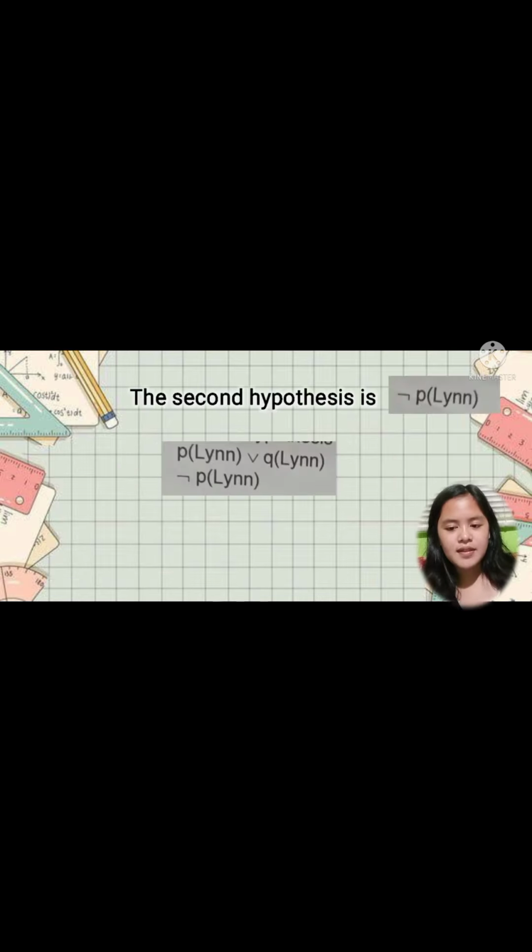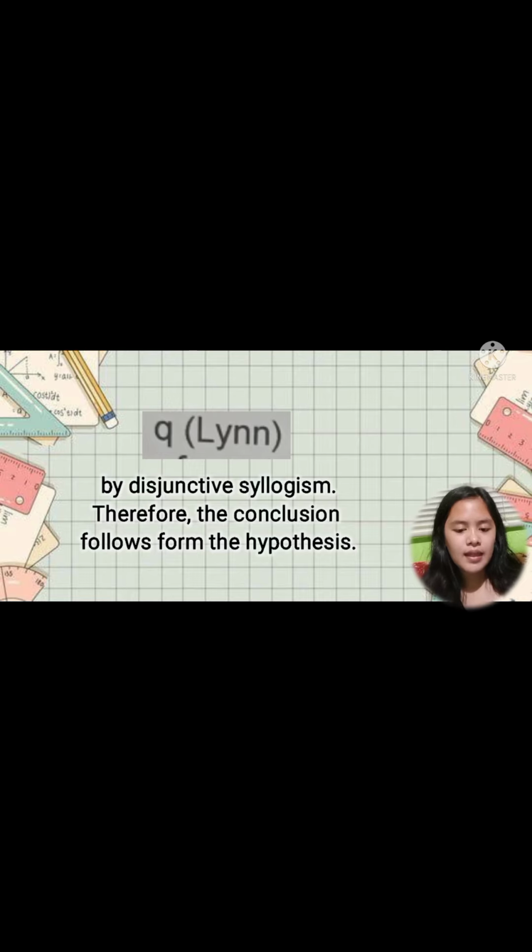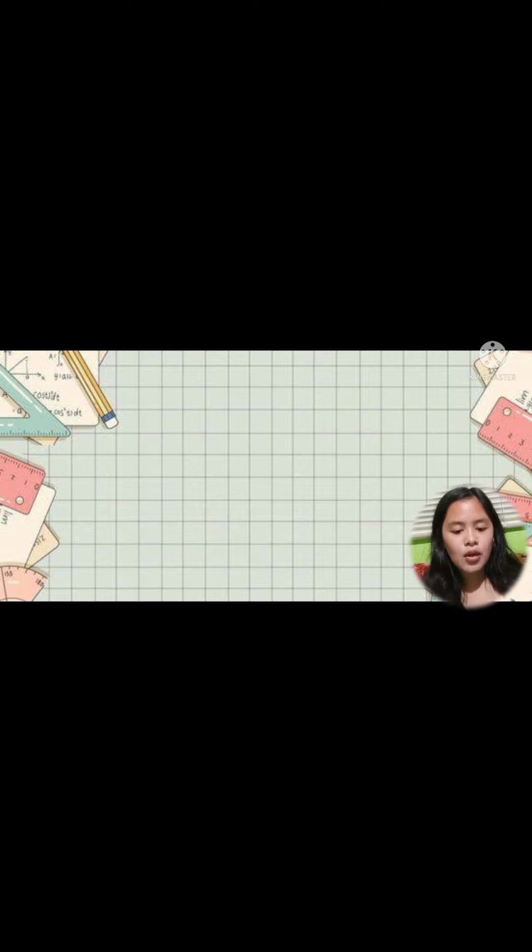The second hypothesis is that Lynn does not love MS-DOS. So Lynn loves MS-DOS or Lynn loves Unix, and Lynn does not love MS-DOS. Lynn loves Unix by disjunctive syllogism. Therefore, the conclusion follows from the hypotheses.